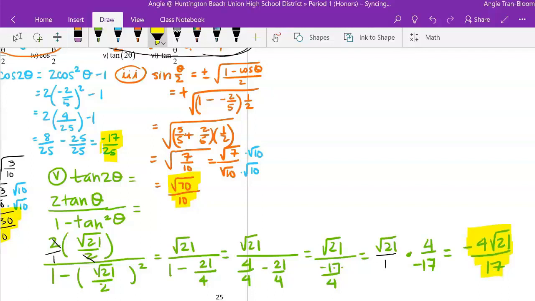So that is 5i's. We have one last one, which is 6i. 6i is going to ask us to do the half angle of tangent, okay? So here we go.